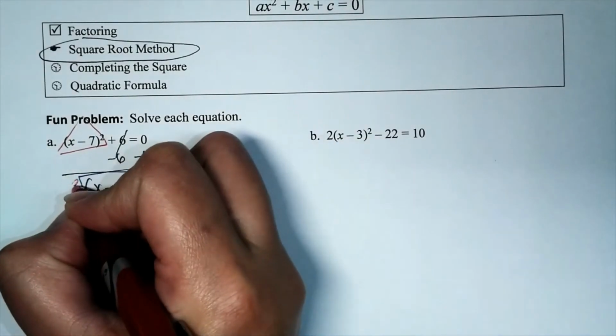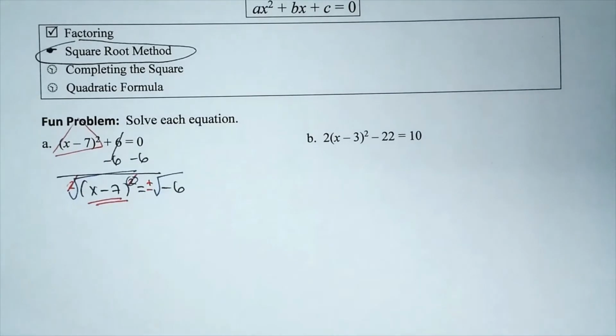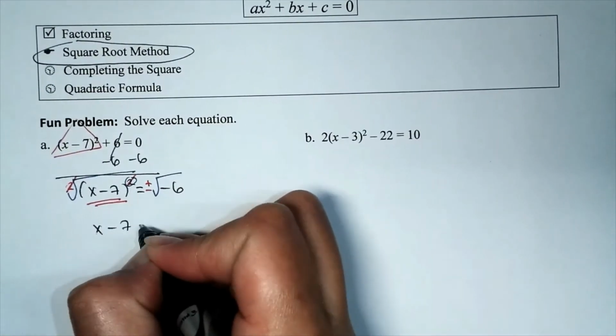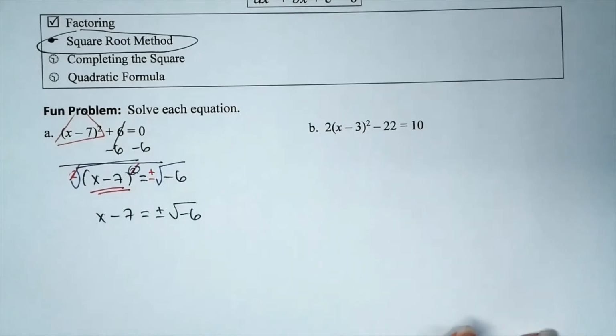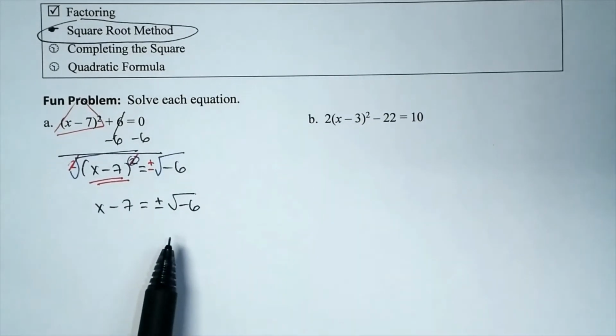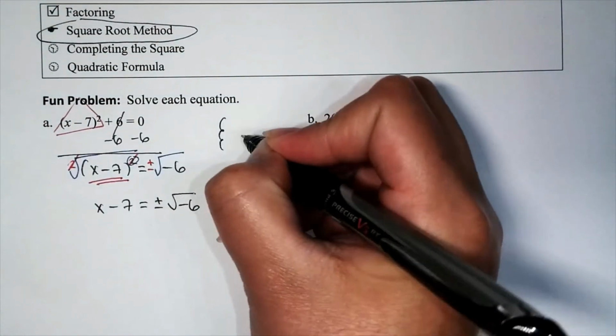So the square and the square root undo each other. So that will leave us with x minus 7 is equal to positive or negative, whatever the square root of negative 6 simplifies to. Now, I know you're on it and you can probably simplify this in your head, but I can't. So I'm going to bust out a thinking area.